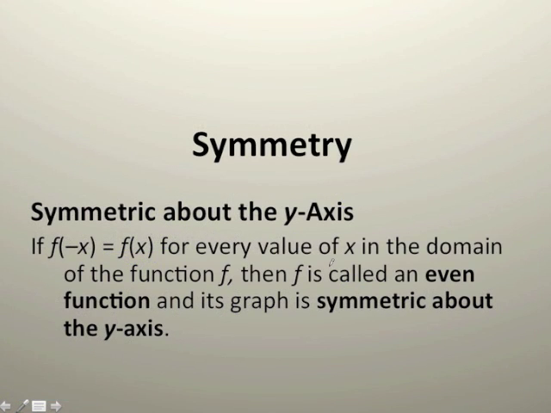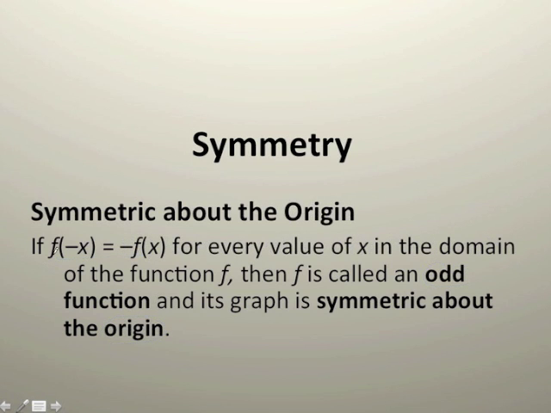Now we want to talk about symmetry. If it's symmetric about the y-axis, if you take f of negative x and it turns out equaling f of x for any value of x in the domain, then it's called an even function and it's symmetric about the y-axis. If you take f of negative x and it turns out that it is just the negative of the whole function, so all the signs end up being different for every value in the domain, then it's called an odd function and it's symmetric about the origin.